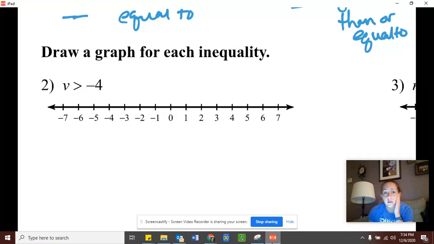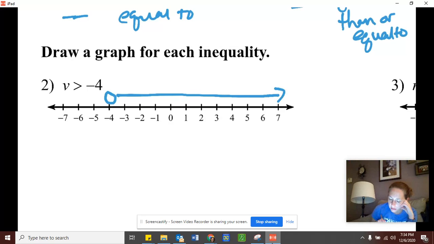And the way to do that is, first, your starting point is going to be whatever number they give you, okay? So at -4. If there's no line under it, you leave that open because we're saying -4 is not included in our solution set, okay? Because that statement is x is greater than -4. So if it's all the numbers bigger than -4, that's going to be all the numbers to the right.